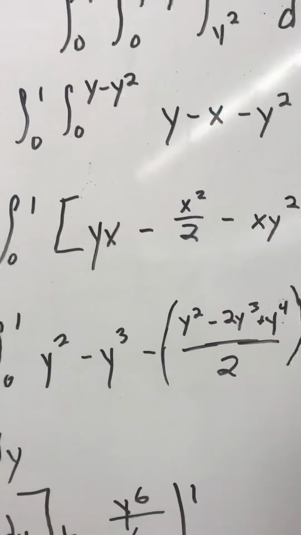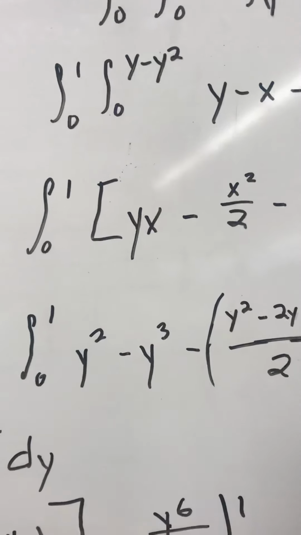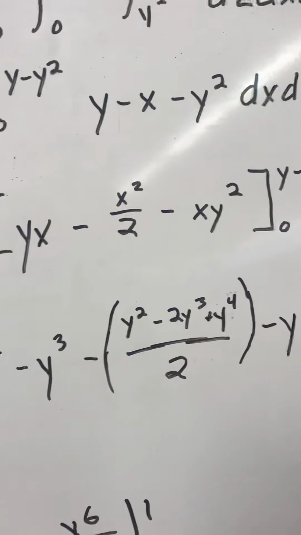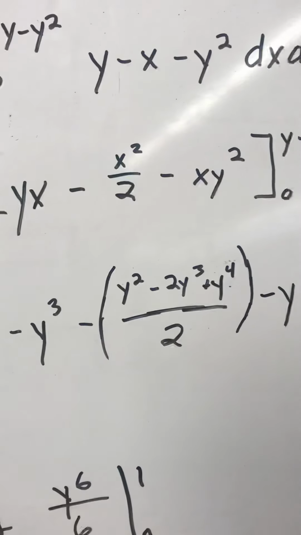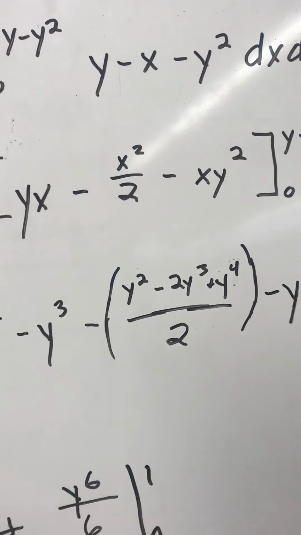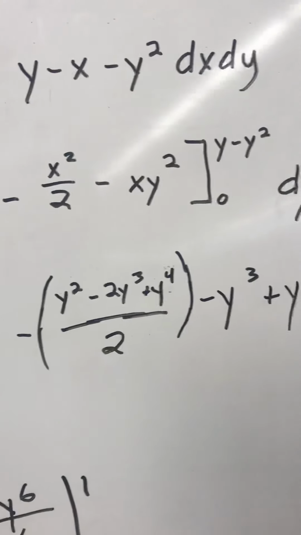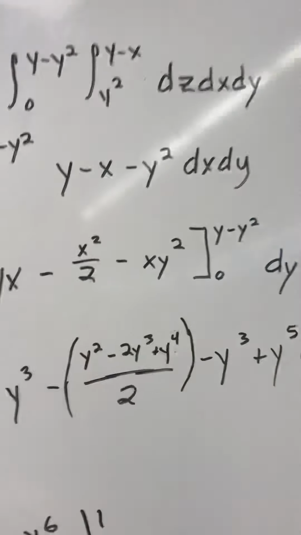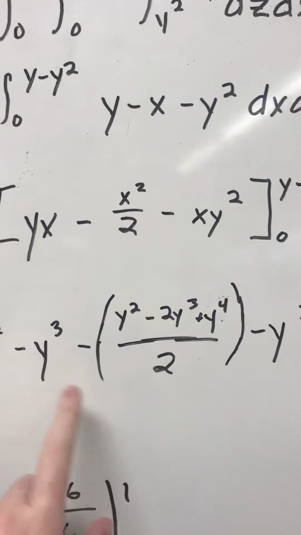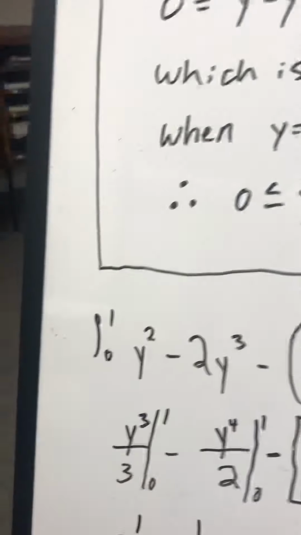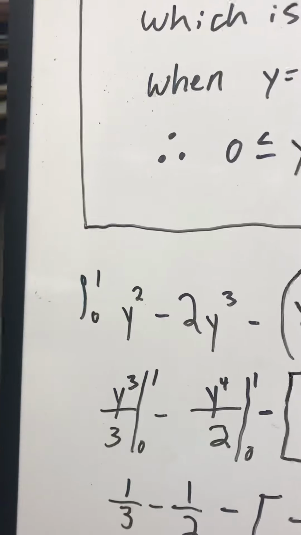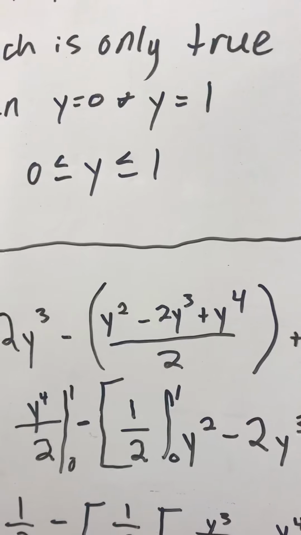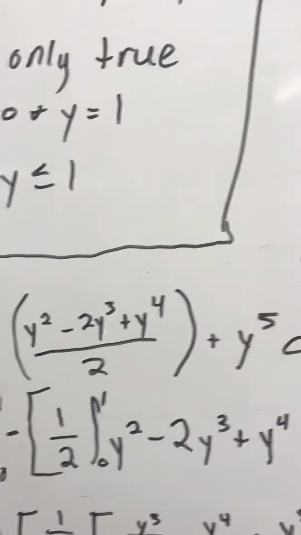Which, getting rid of the x's and putting in our y's, we have the single integral from 0 to 1 of y squared minus y cubed minus this fraction, y squared minus 2y cubed plus y to the 4th, that's not a 4 to the 4th, that's a y, over 2, minus y cubed plus y to the 5th dy. And now just simplifying something, you see that there's a minus y cubed here and a minus y cubed here. So we're going to say that the single integral from 0 to 1 is y squared minus 2y cubed minus the fraction y squared minus 2y cubed plus y to the 4th over 2, plus y to the 5th dy.